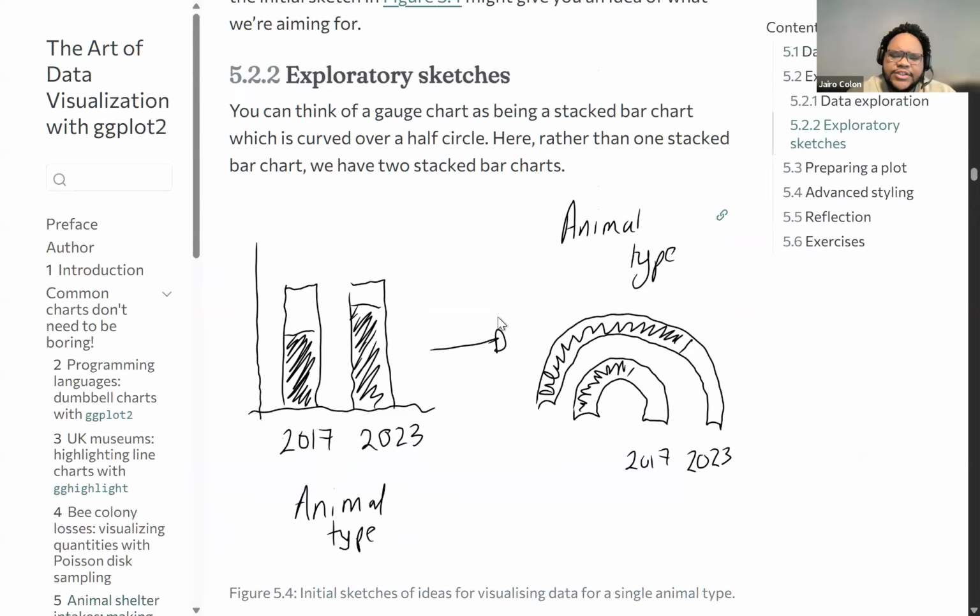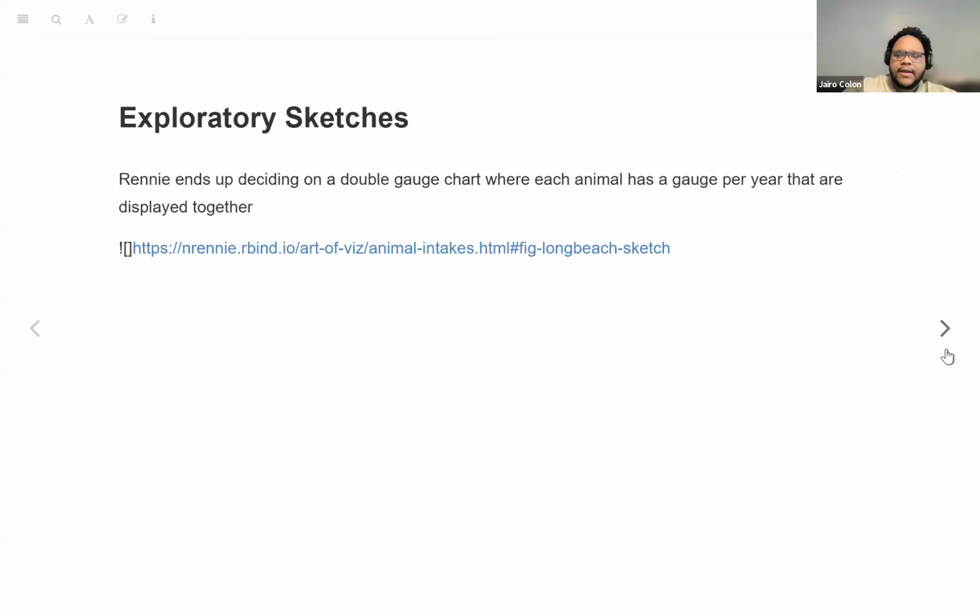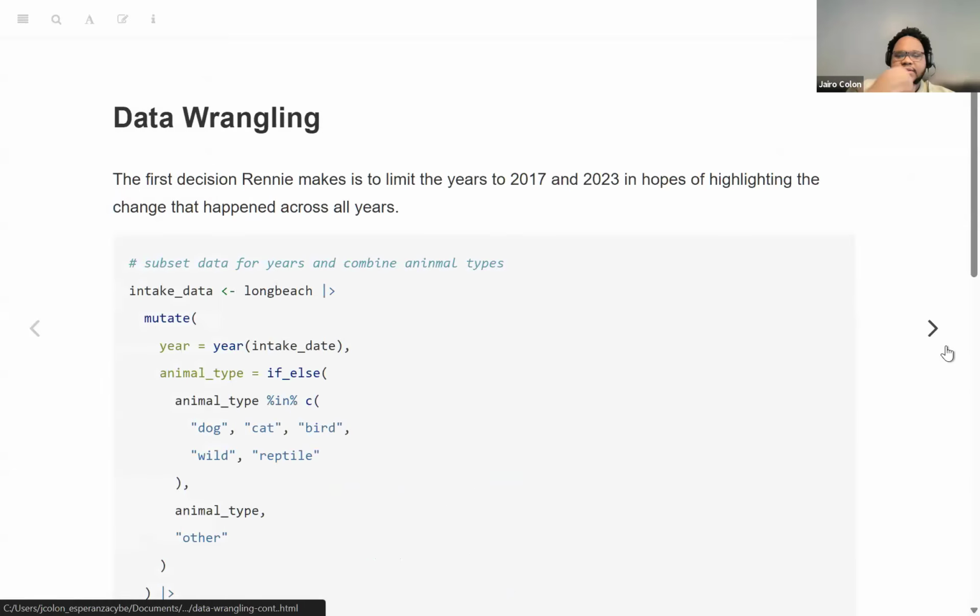So she ends up landing on a gauge chart, and she says she wants it essentially to be a stack chart where the one on top is the most recent data, which is 2023, and the one on the bottom is 2017. I believe it's here where she makes the decision to just limit the data to 2017 and 2023 in hopes of highlighting where it started and where it ended up and creating that sort of wow factor.